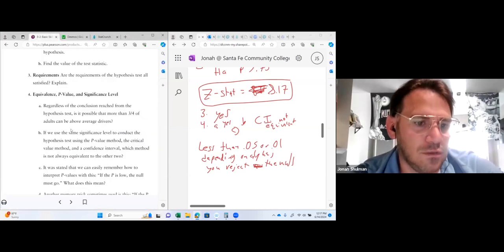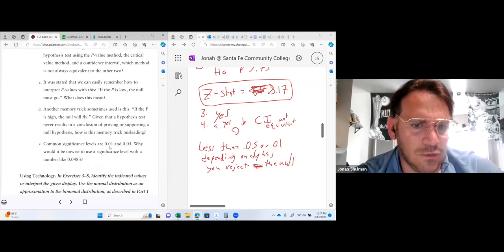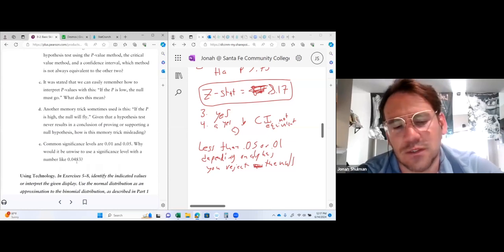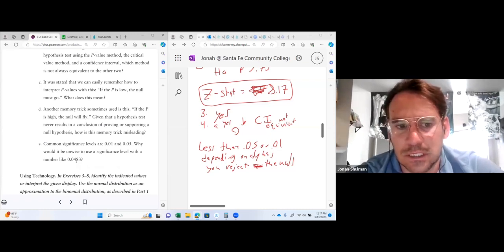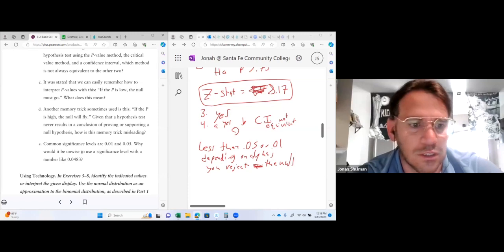Let me see what the other questions are. D, another memory trick is, hi, the null will go, I don't know. I'm skipping this. You can do that part yourself. E, common significance levels are 0.01 and 0.05. Why would it be unwise to use a significance level like that? Because it's too specific. It makes things more challenging when you're doing the numbers. It makes it harder to see. Why use the common ones? Because you want something that's consistent, 95%, 5% chance. When you have something with this many significant figures, people can get confused.